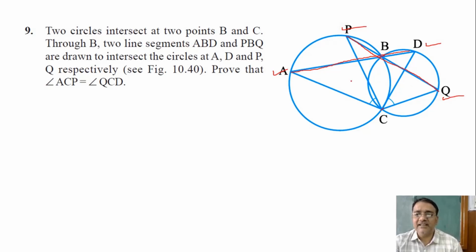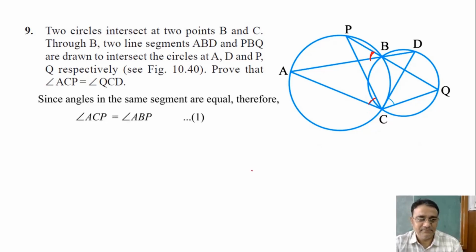Prove that angle ACP, this angle, is equal to angle QCD, this angle. So how will we prove it? See, first of all, angle ACP is equal to angle ABP. Why are these two angles equal? Angles in the same segment. Right, very good. Since these two angles are in the same segment, therefore these two angles are equal. Similarly, this angle is also equal to this angle. See this figure.